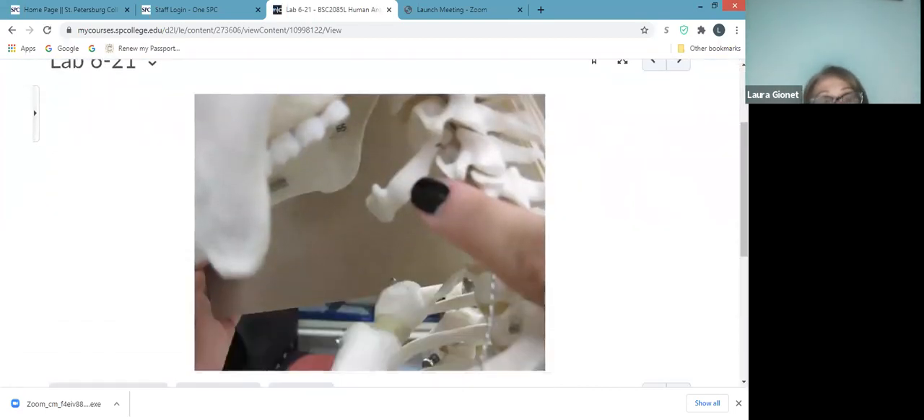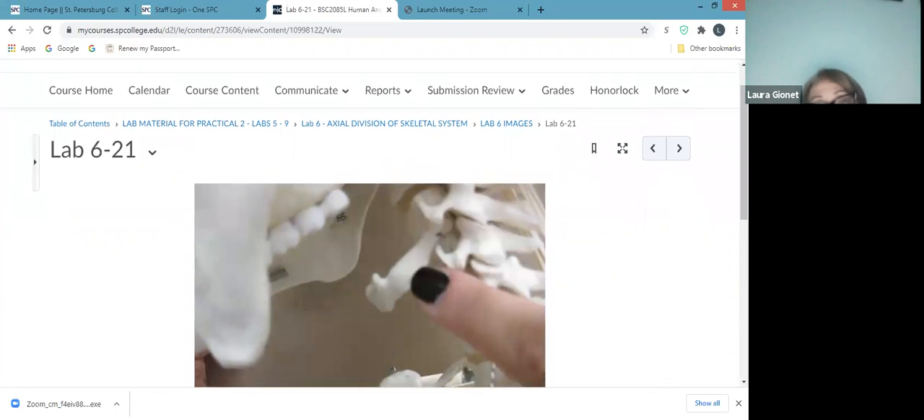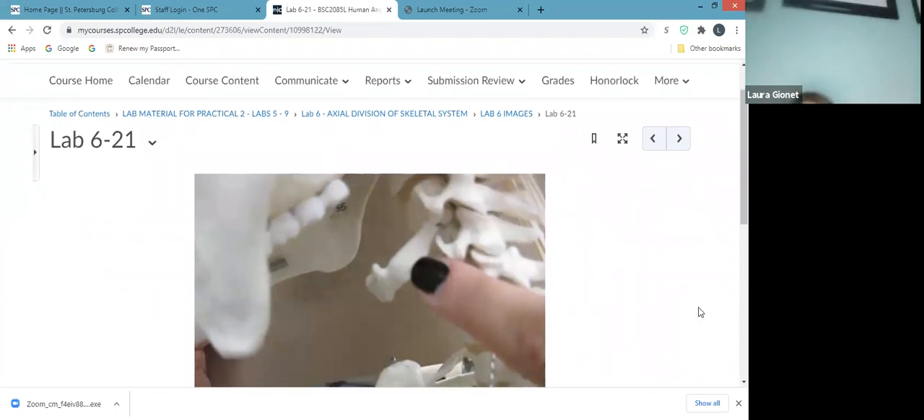I was hoping to have a better picture of it, and he does not. Okay, well, whatever picture will be provided for you will have the whole thoracic cavity.